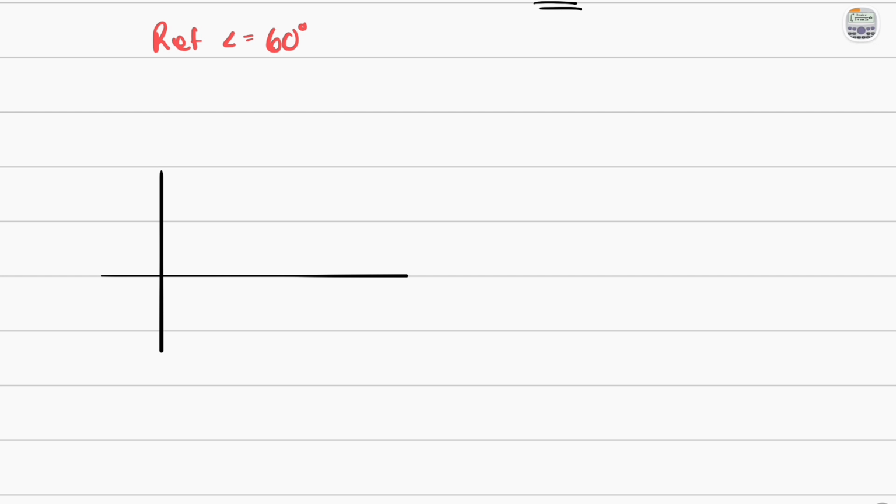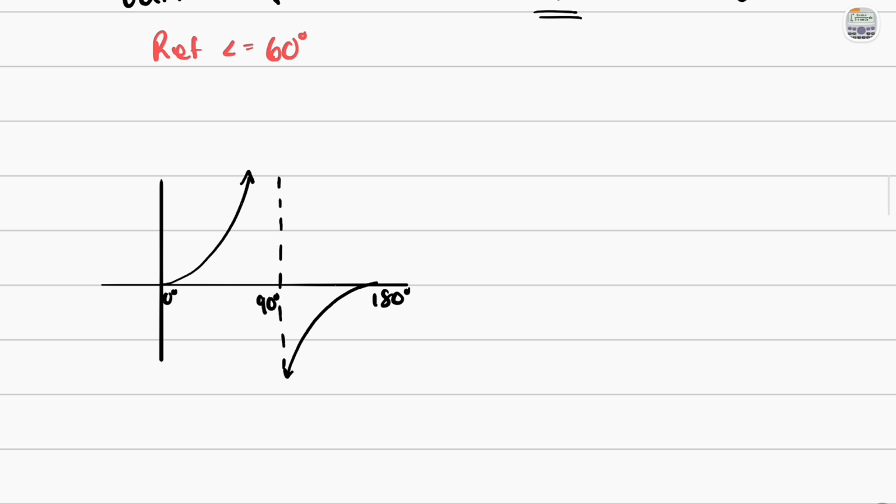The tan graph repeats itself every 180 degrees, okay? So from 0 degrees to 180 degrees, it completes one cycle. We know that at 90 degrees, it will have an asymptote, and then it simply goes up, comes from being very close to the asymptote, and then goes to 180 degrees, and that is our tan graph.